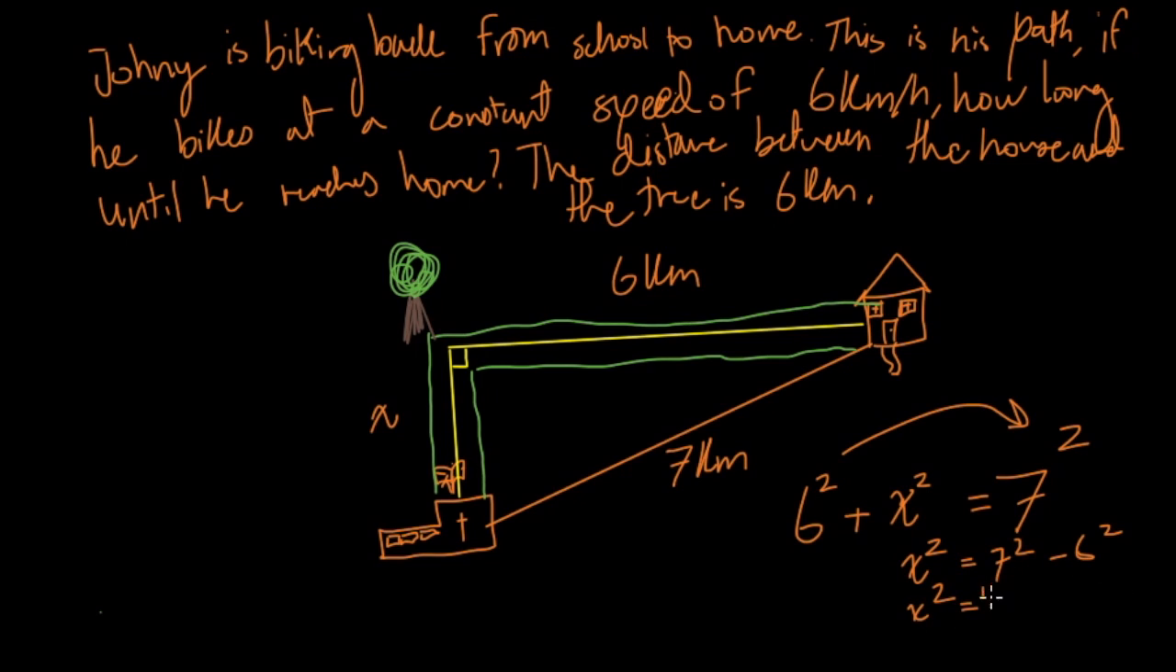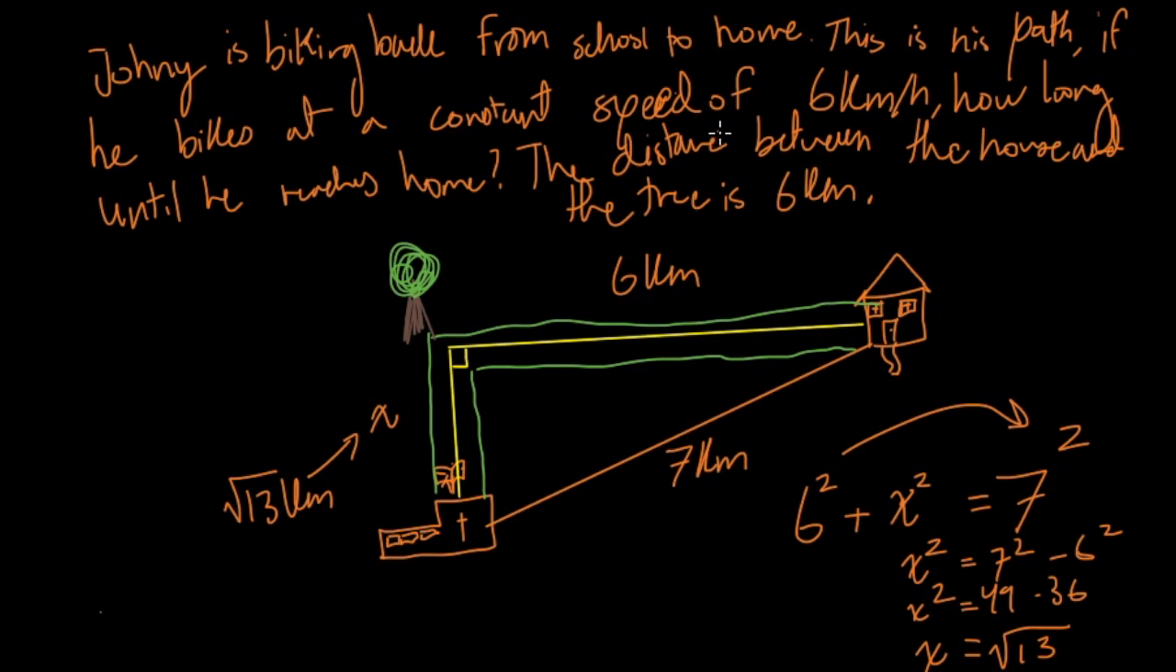x squared is equal to 49 minus 36. And 49 minus 36 is 13. And therefore x is equal to the square root of 13. So here, in place of x, we'll put the square root of 13 kilometers. Now what is the square root of 13? The square root of 13 is around 3.6, somewhere around 3.6 kilometers. But to keep things exact, I'm going to keep it in this form.